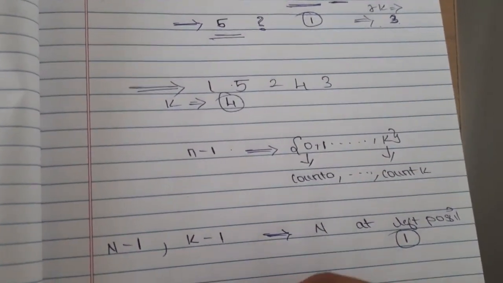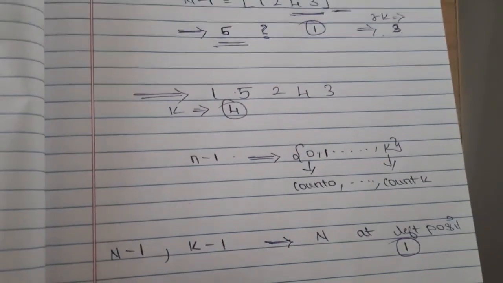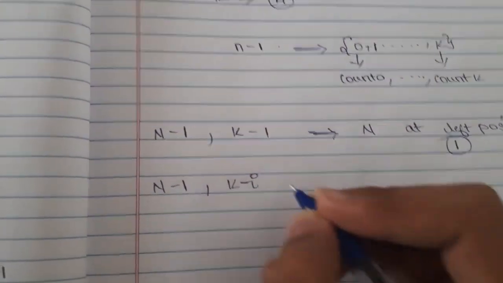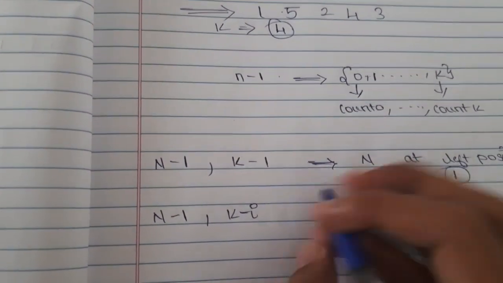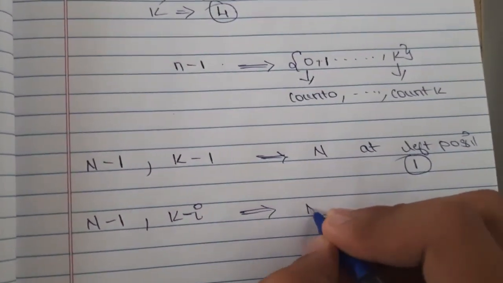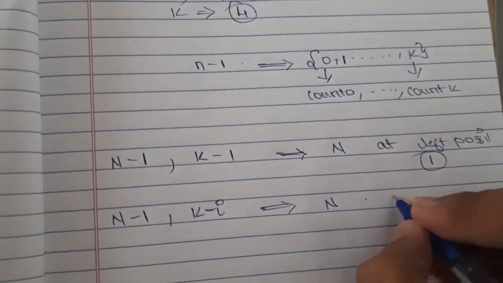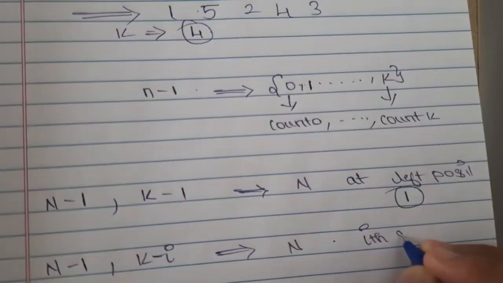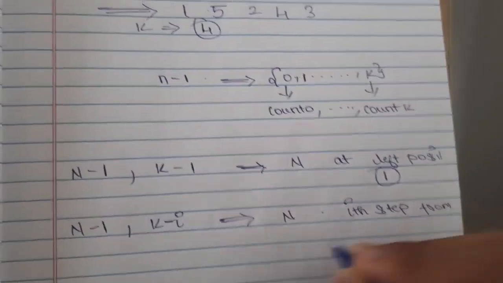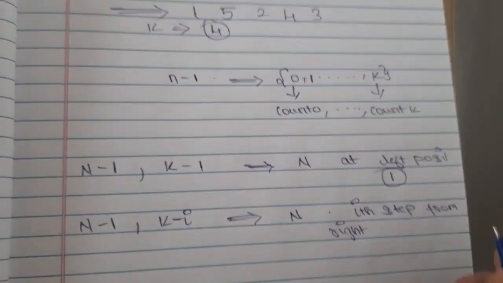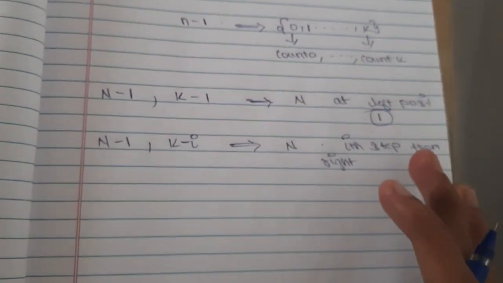Similarly, for k minus i, if we have n minus 1 elements and k minus i inversion pairs, we can add this new number at the position of the ith step from the right. So we can add the element n at the position of the ith step from the right, that is the left shift position. This insertion into the array leads to a new permutation with the number of inversion pairs being equal to k.